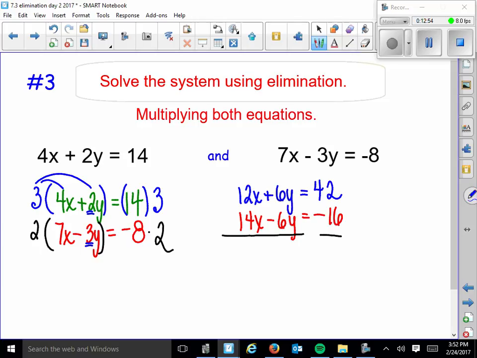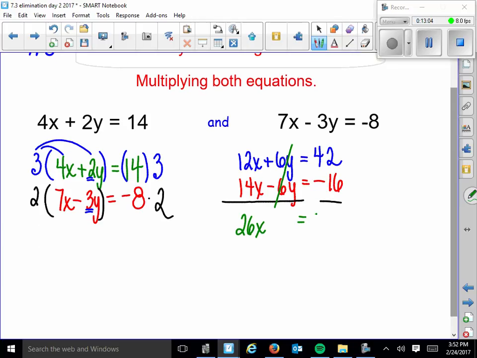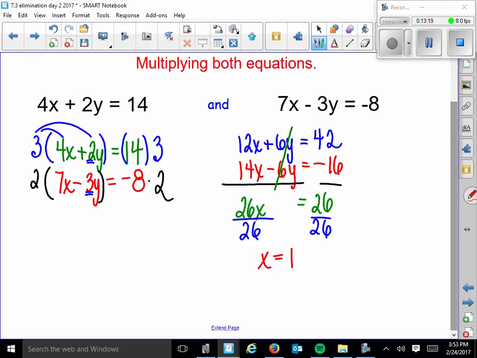As I combine terms, we have 26x, the y's are eliminated, equals 42 minus 16. This is a big coincidence. It's also 26. I know that happened in the last problem, but that doesn't always happen. When I divide by 26, I find that x is equal to 1. So I have found the value of the first variable.